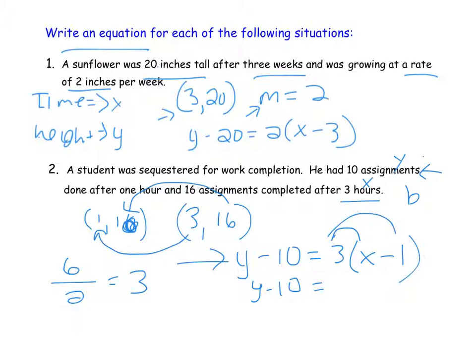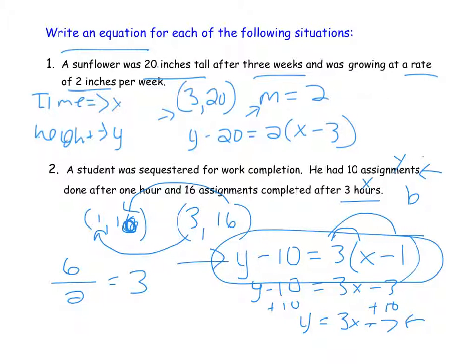Y minus 10 equals, so I'm just distributing out and putting it in slope-intercept form to find my beginning point. So this is telling me that he started with 7 assignments, and he was doing the assignments at a rate of 3 assignments per hour. So you could have stopped here if there was not a question to be answered, or you could have taken it further if there was a question to be answered.